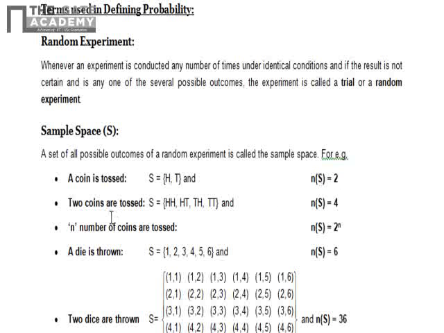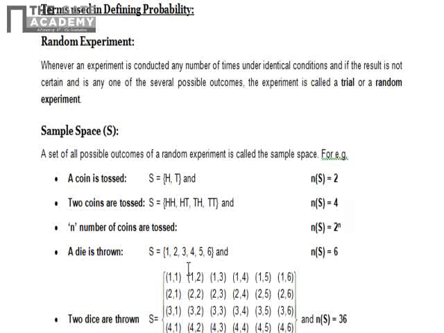Suppose two coins are tossed, so the possibility is both coins will show head. First will show head and next one tail. First one is tail, second one is head, and both tail. That means the number of sample space equals 4. We can generalize by giving one formula. If n coins are tossed, then the number of sample space will be 2 raised to n. That means if 3 coins are tossed, the number of sample space will be 2 raised to 3, that is equal to 8.